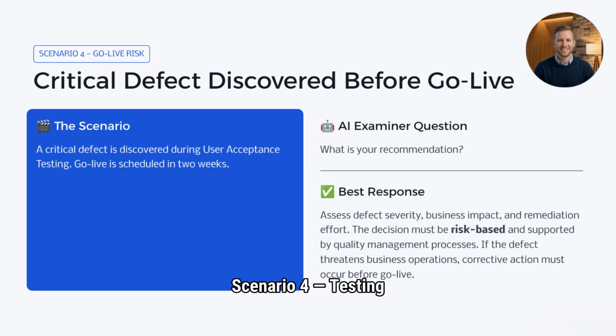Scenario 4. Testing defect. Before go live, a critical defect is discovered during user acceptance testing. Go live is scheduled in 2 weeks. AI examiner. Question. What is your recommendation?